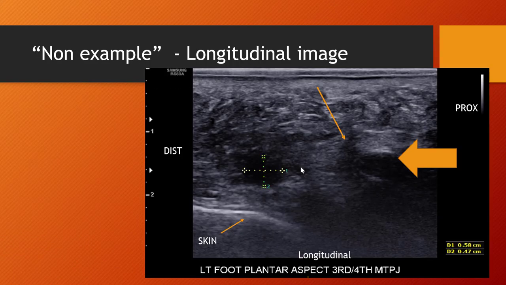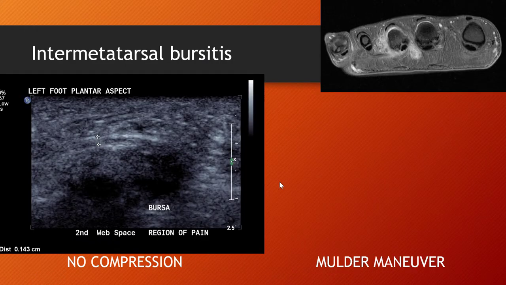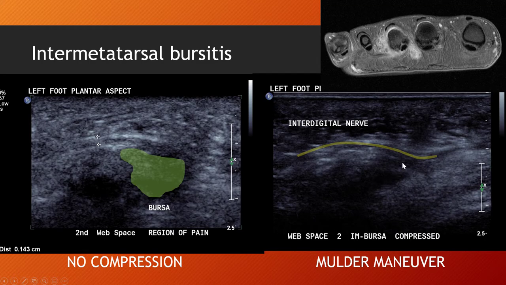So there's a few things wrong with that image, and it's likely that this is just normal fat that's not being compressed sufficiently. Another wall of shame. So this is an MRI, an axial view where there's a teardrop shaped pseudo lesion coming from the web space, and it was thought to be a possible Morton neuroma. However, with ultrasound and using the Mulder's technique to compress this shadow, we can see the bursa was the culprit, not the nerve. So the nerve is completely normal once the Mulder maneuver has been performed.